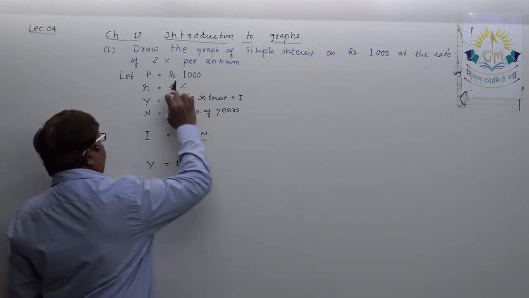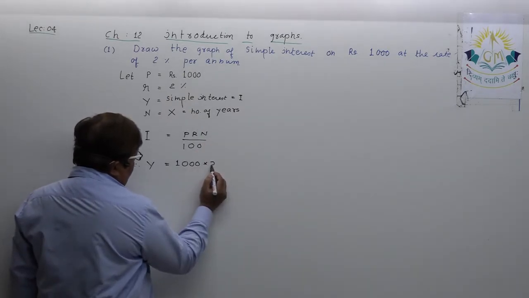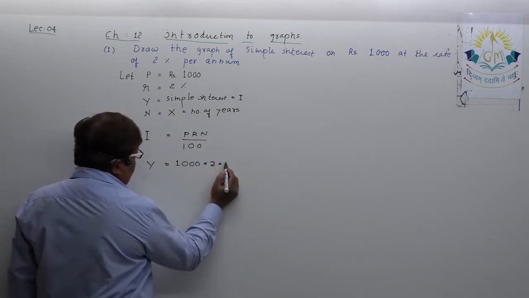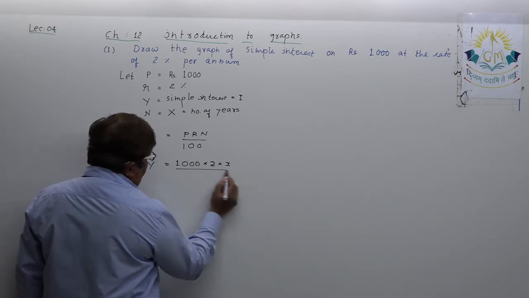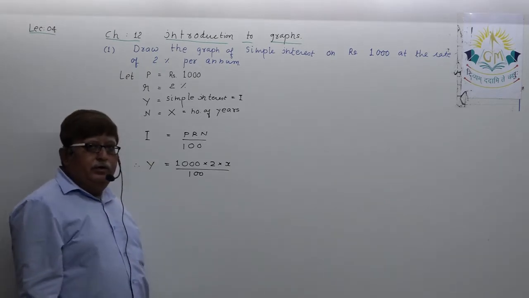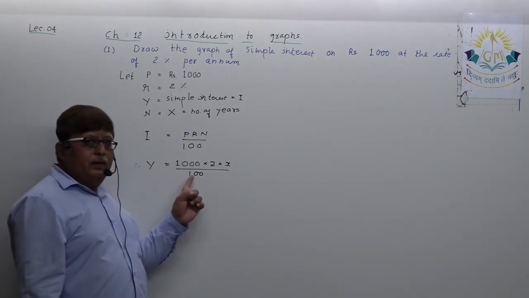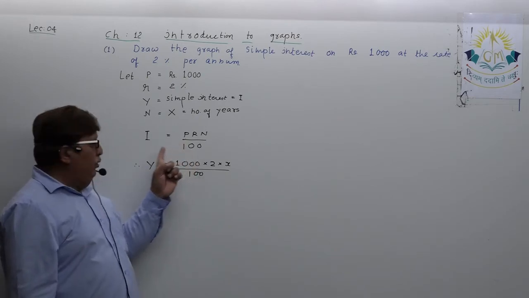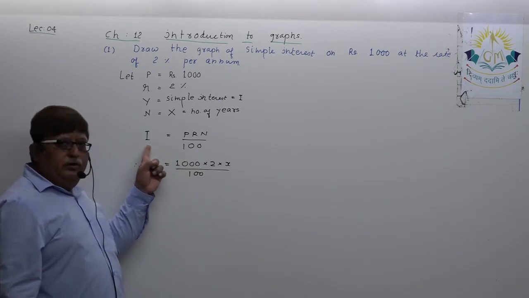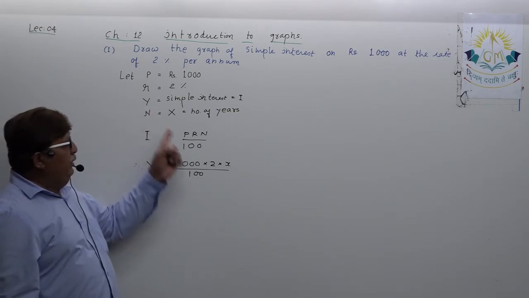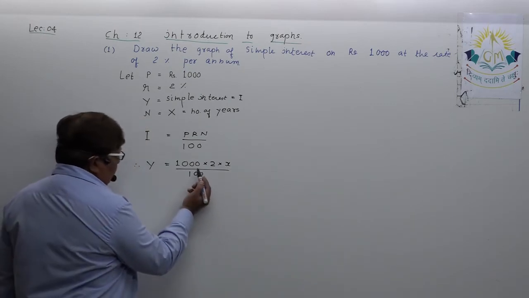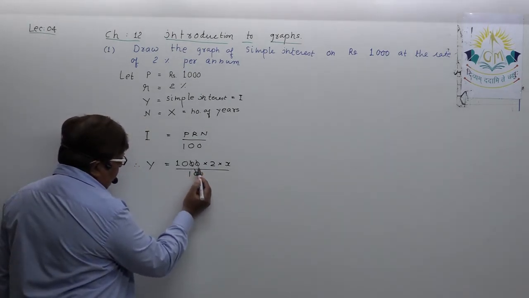In place of R, I know 2%. In place of N, I will suppose X upon 100. Okay? You understood this? We have taken the basic formula and we substituted all the values. This is the basic formula of simple interest, but instead of I, I will write Y. N, X, R and P have already been given. Now a simple cancellation.